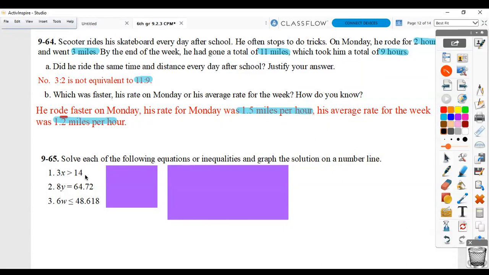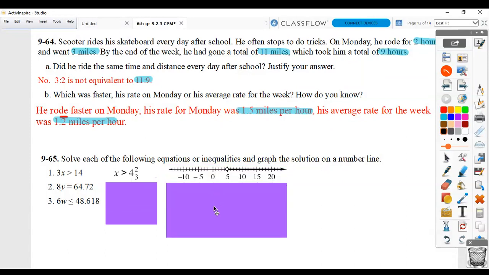For these, make sure you show your steps. Right now, x is being multiplied by 3, so we would divide both sides by 3, which will give us x is greater than 4 2/3. When you put that on a number line, you're going to find 4 2/3, and your arrow is going to go to the right because we're talking about values that are greater.